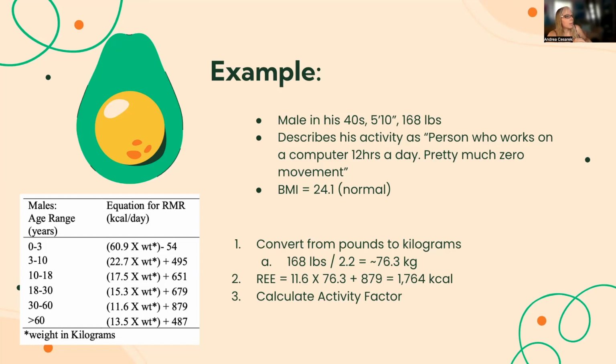The first step is we're going to convert from pounds to kilograms. He's 168 pounds. We're going to divide that by 2.2 to get how many kilograms he is, which is about 76 kilograms. The resting energy expenditure is the amount of energy that he's using at rest. For 30 to 60 years old, it's 11.6 times weight plus 879. When we do the calculation with his weight being 76.3 kilograms, we get 1,764 kilocalories.